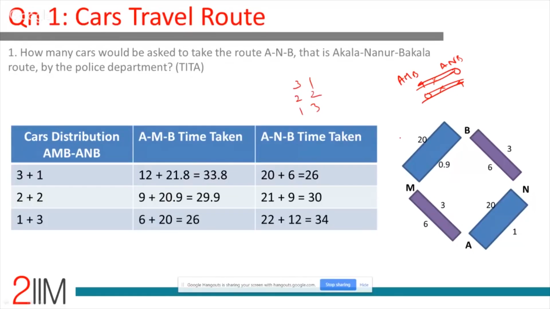What am I going to do? I'm going to find the time taken for each route like that. So A and B, 3 and 1, 2 and 2, 1 and 3. Right? So I'm going to find the time taken like that. Where 3 and 1, think about this, here to here, 3 people. That means this route will have 6 plus 3 plus 3, will take 12 minutes. That will take 21.8, 20 plus 0.9 plus 0.9. This route will take 20 plus 6, 26. So 12 plus 21.8 is 33.8, and 20 plus 6, 26. And so 3-1 looks like that.